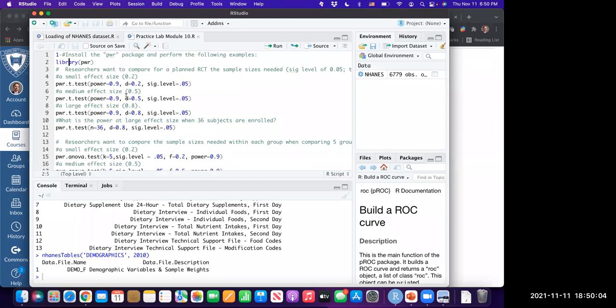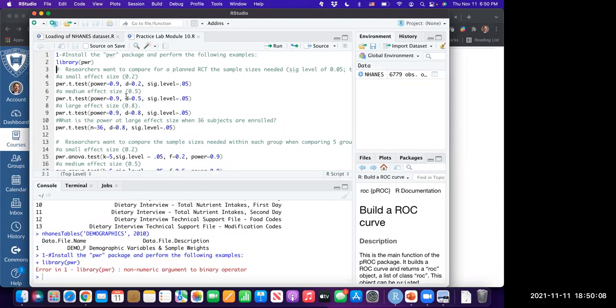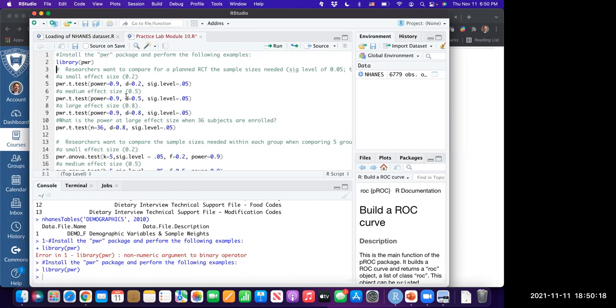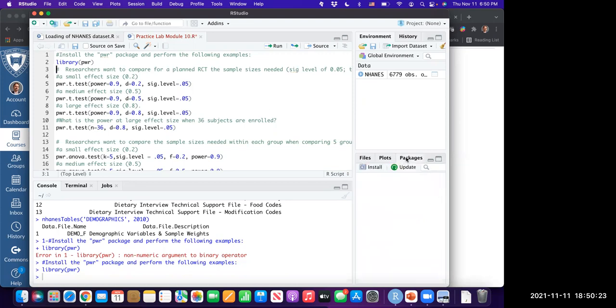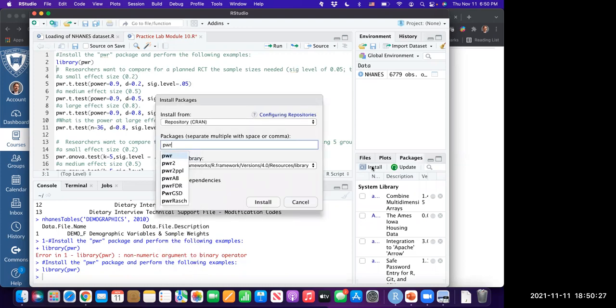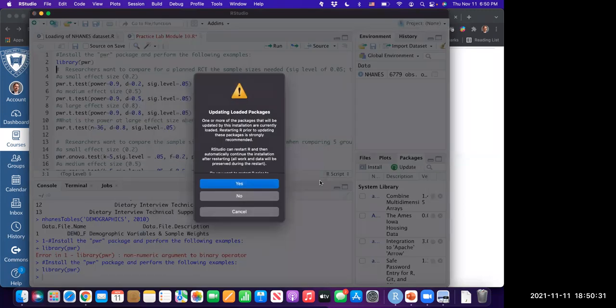So you have here the library pwr. The library pwr essentially is the power calculation for R. Once you load this, you probably need to install it. If you install a package, you go to packages, you go to install, and here PWR will allow you to download the power package.